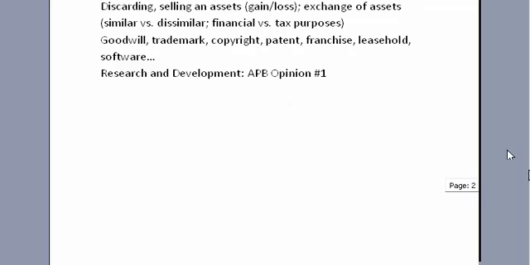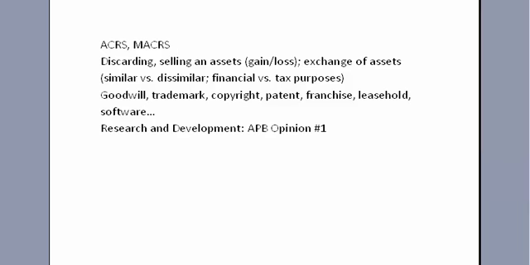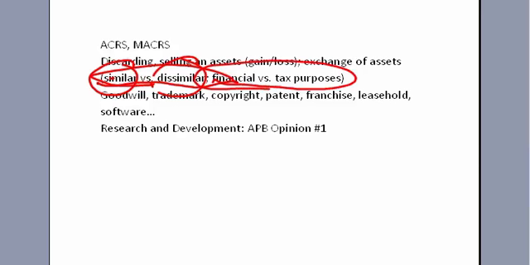It gets a little more involved when you talk about, instead of just selling it for cash or throwing it away and recording a loss, what happens when you buy another piece of equipment. So you sell the old equipment for new equipment. Then the question is, is it for a similar or dissimilar asset? So are you buying one computer and selling an old computer, buying a new one, or are you selling a truck and buying a computer? And so it matters whether it's similar or dissimilar in nature, and then whether it's for financial or tax purposes.